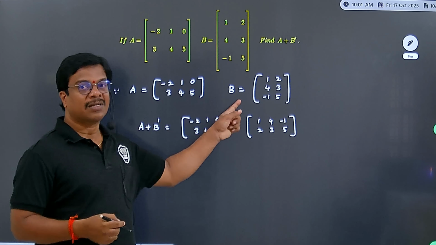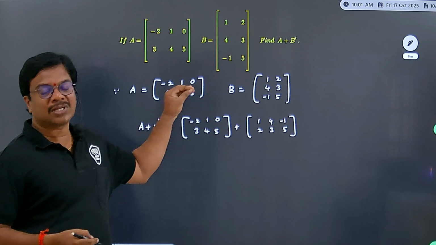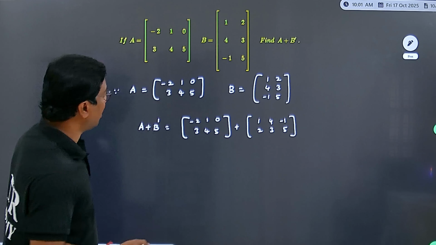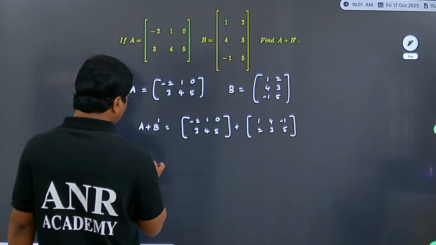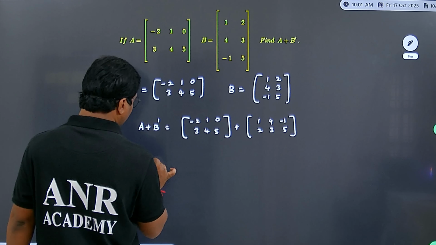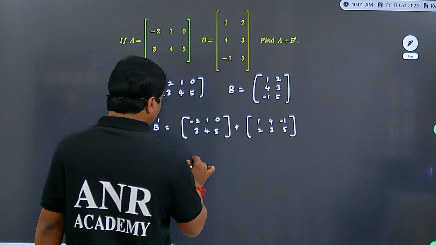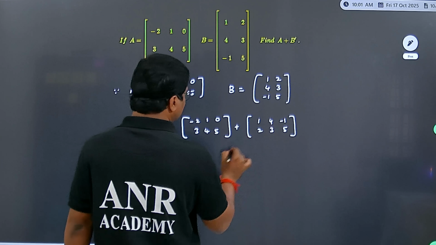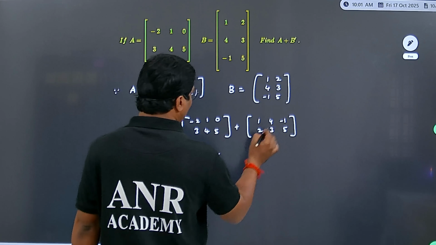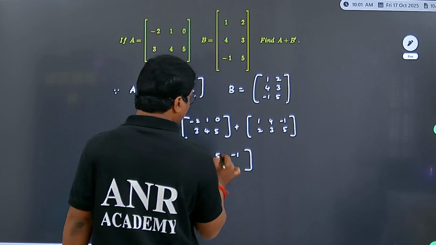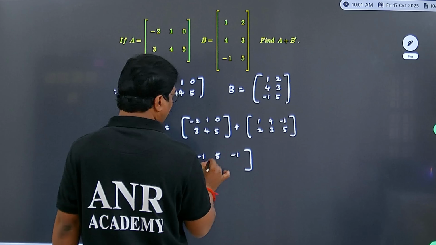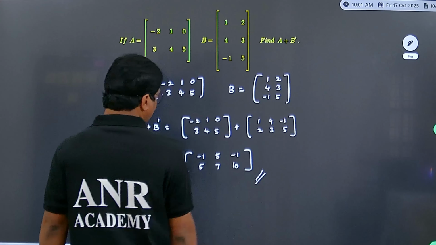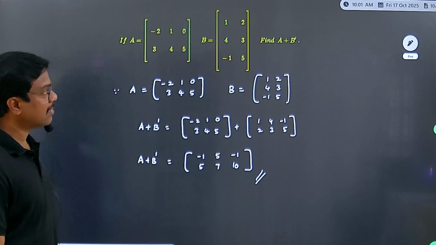Transpose means interchanging rows and columns, we can obtain another matrix, that is transpose of the given matrix. Now, adding up these two, we get minus 2 plus 1, minus 1, 1 plus 4, 5, 0 plus minus 1, minus 1, 3 plus 2, 5, 4 plus 3, 7, 5 plus 5, 10. So, this is the required matrix.